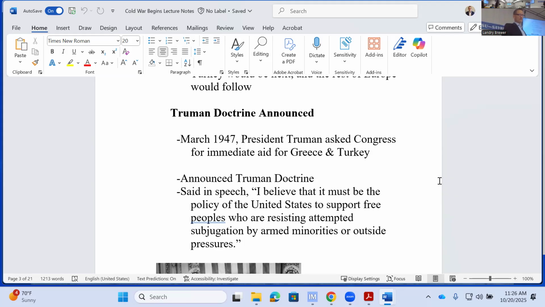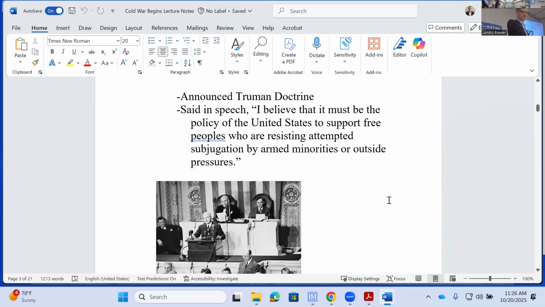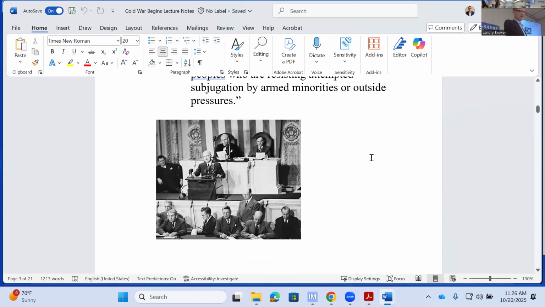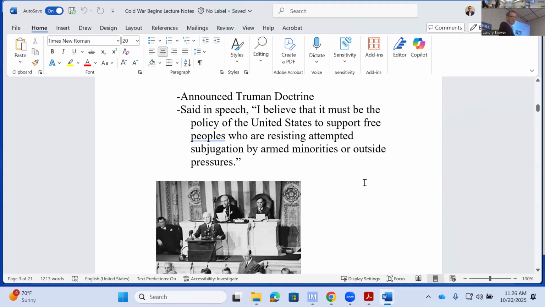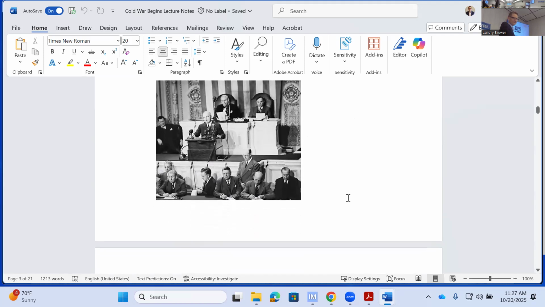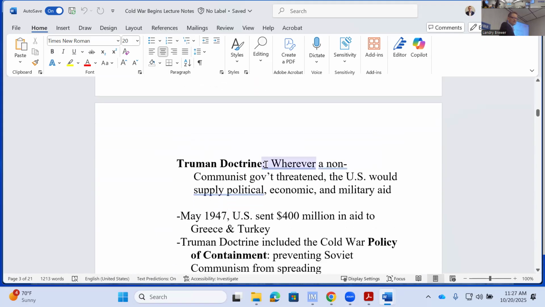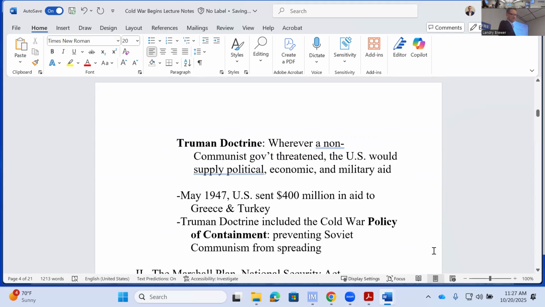Armed minorities referred to the situation in Greece. Outside pressures referred to the situation in Turkey. So there you see President Truman addressing the United States Congress in March of 1947, asking the Congress to authorize $400 million of aid for Greece and Turkey. And in the process, he's announcing a new American foreign policy, the Truman Doctrine.